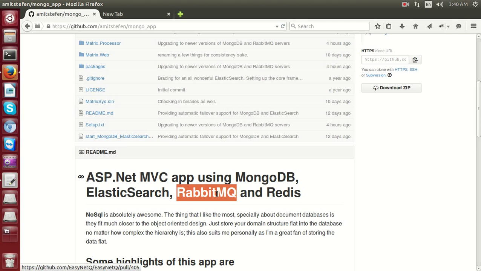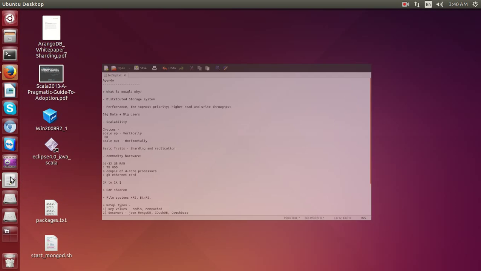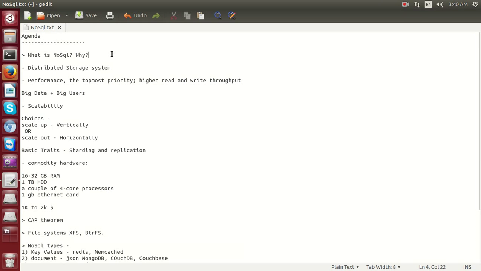messaging middleware RabbitMQ. Alright, so before we get into this application, let's just get a glimpse of what NoSQL is, why is it required, and what makes it such a hot favorite nowadays. Alright, so a NoSQL database is basically a distributed storage system. That basically means that you can spread your data on multiple machines, which are called nodes, and all of them collectively behave as a single database.